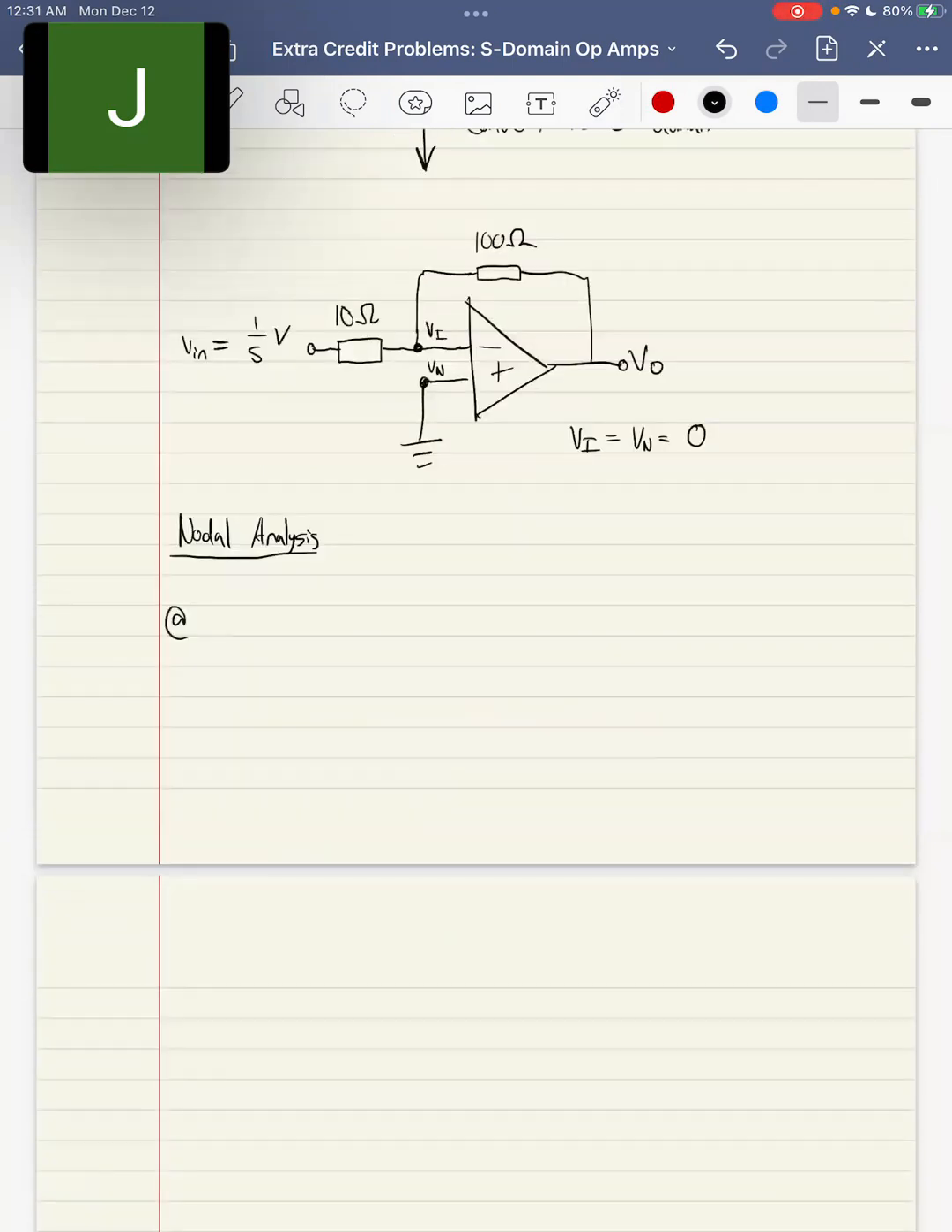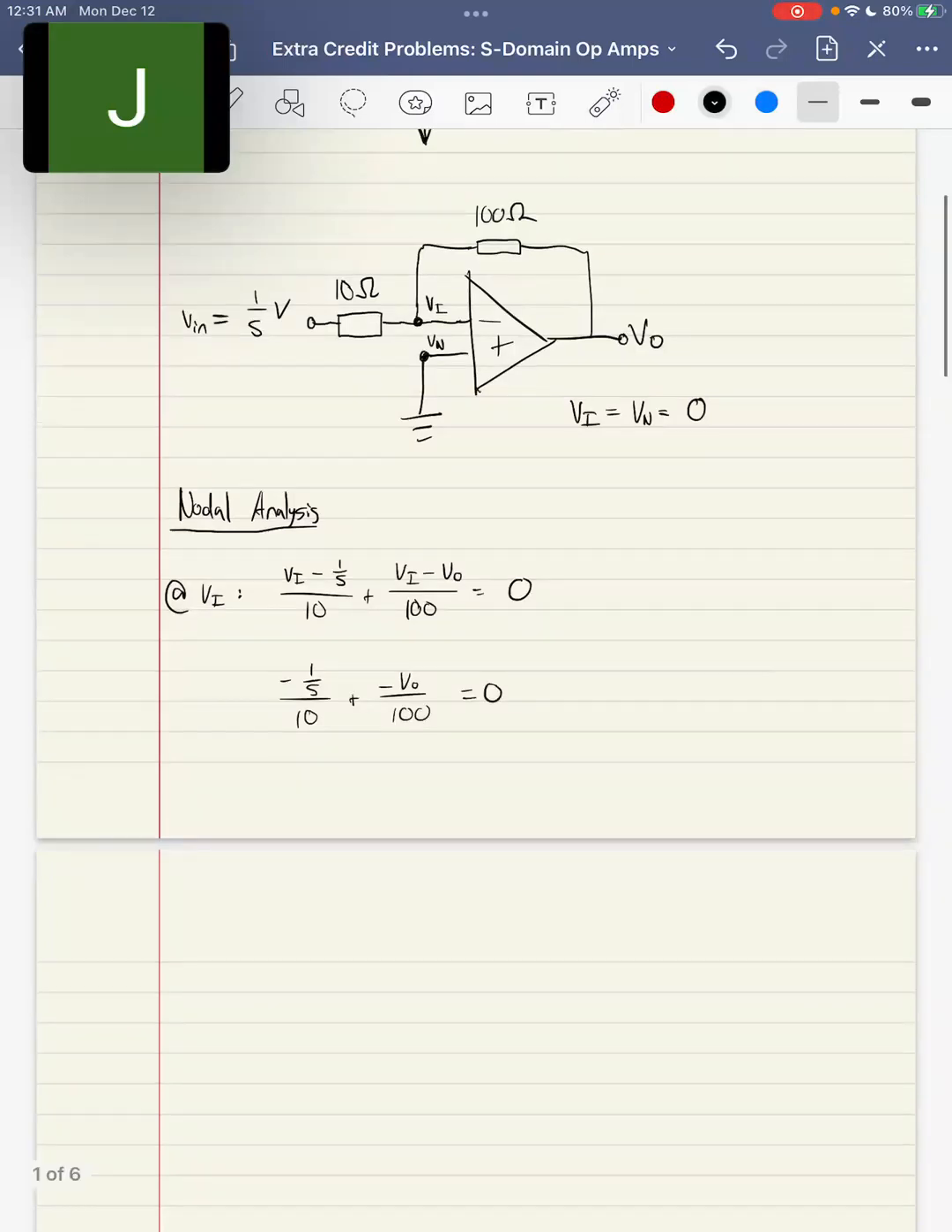We will begin by solving using nodal analysis at VI. So we get (VI minus the input voltage of 1 over S) divided by 10, plus (VI minus Vout) divided by 100 ohms, equals 0. We know that VI is equal to 0, so we simplify this down and get (1 over S) divided by 10 plus negative Vout over 100 equals 0.